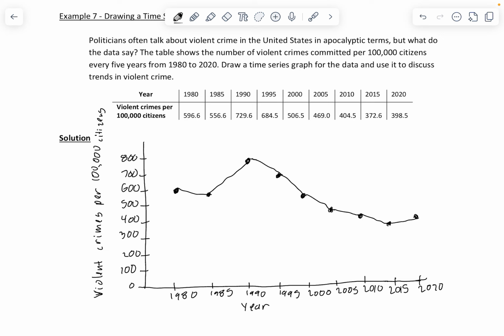So what can we say? Well, from looking at the data, we can see that violent crime rose sharply between 1985 and 1990, hitting a peak in that year. Since then, it's been declining at a pretty steady rate. The two exceptions were a big decline from 1995 to 2000. Again, my graph is not perfect, but if it were perfect, you'd see this being a steeper line than this one. And then a slight increase from 2015 to 2020, right? But you see a fairly steady decline since 1990.